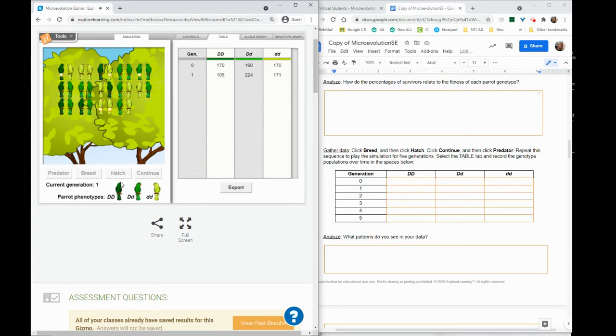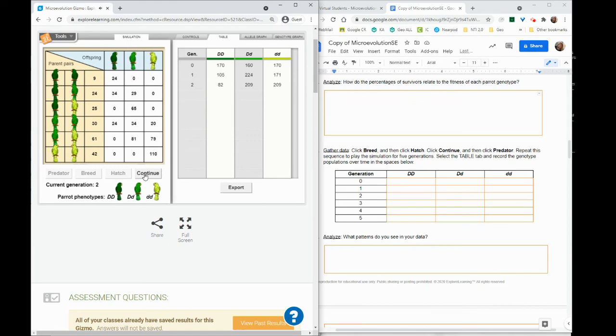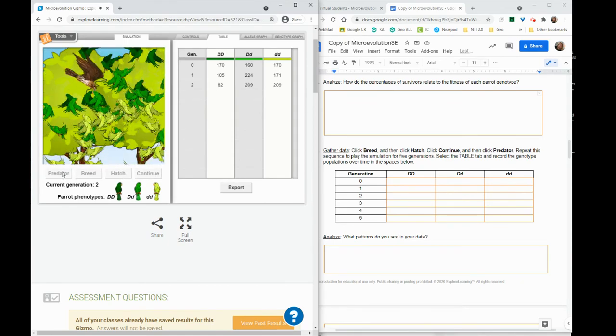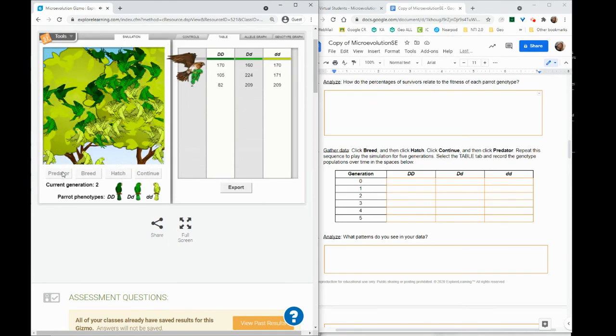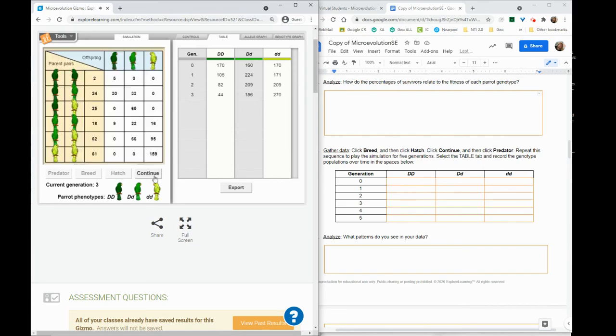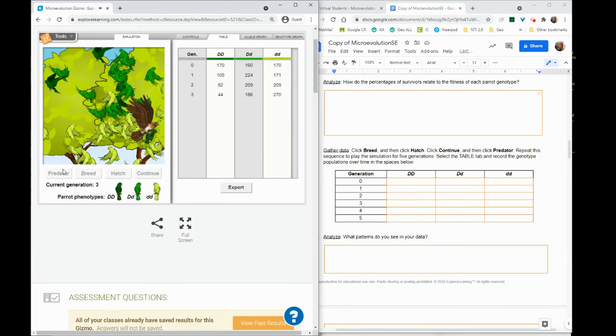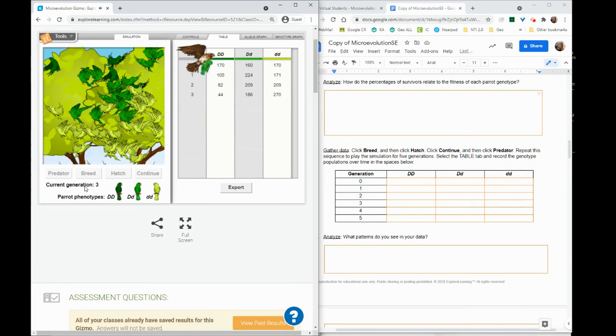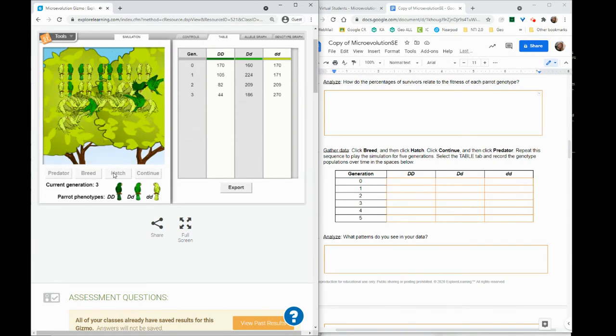So you'll breed, hatch, continue, the predators come in, breed, hatch, continue, the predators come in, and you'll do that to get to 5 generations.